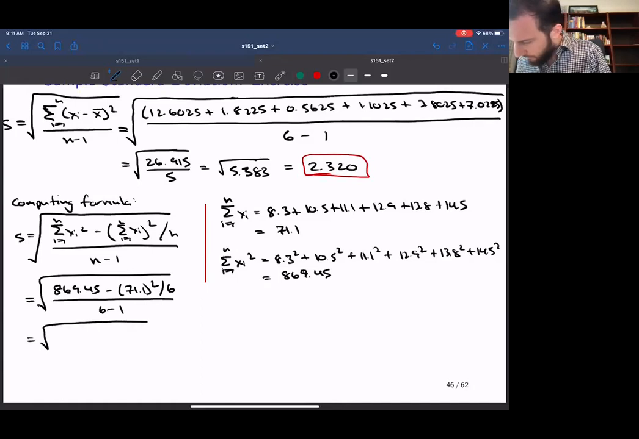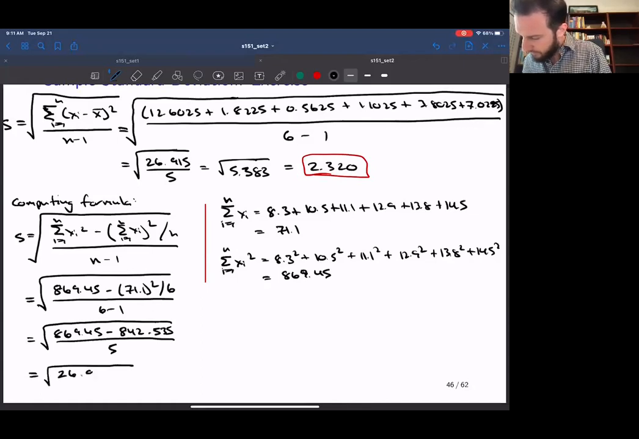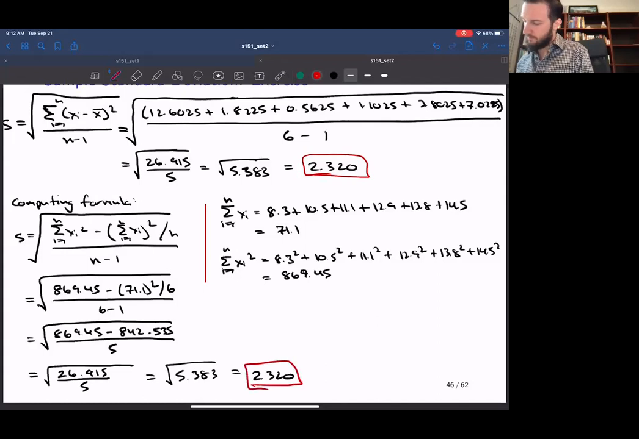So this is the square root of 869.45 minus 842.535, divided by 5. And then this is going to give us the square root of 26.915. So you can see now that we have converged to the same answer that we had before, and we end up with the same solution. Okay.